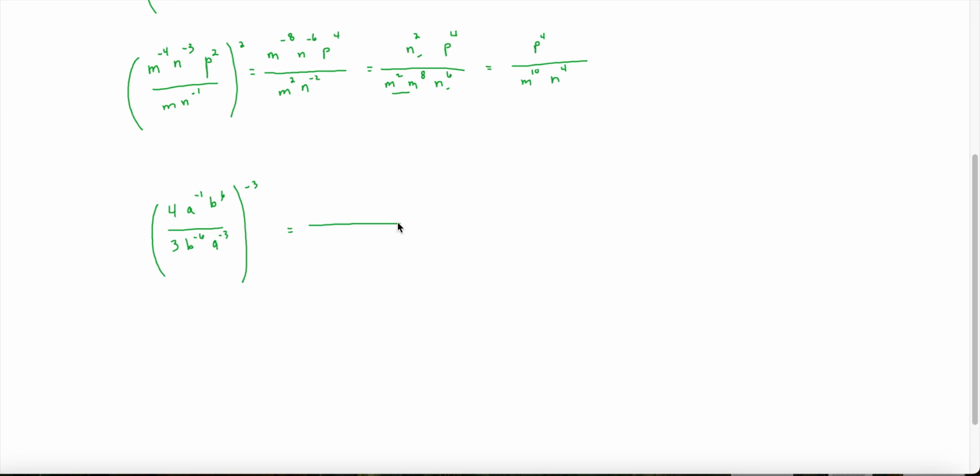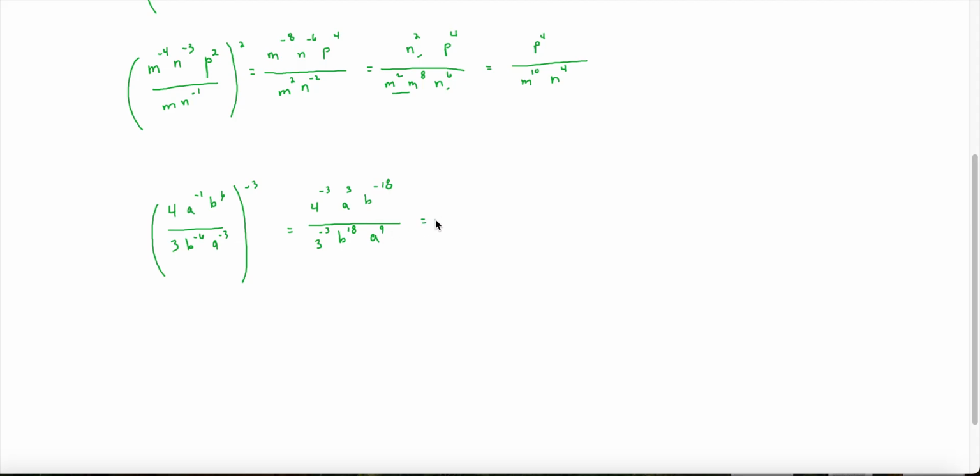We're going to apply that negative 3 exponent to everything inside, multiplying exponents. So this is, remember, 4 to the positive 1, so this becomes 4 to the 1 times negative 3, or 4 to the negative 3. A to the negative 1 times negative 3 is a to the positive 3. And b to the 6 times negative 3 is b to the negative 18. And then on the bottom, we'll have 3 to the negative 3. We'll have b to the negative 6 times negative 3 is positive 18. And then a to the negative 3 times negative 3 is a positive 9.